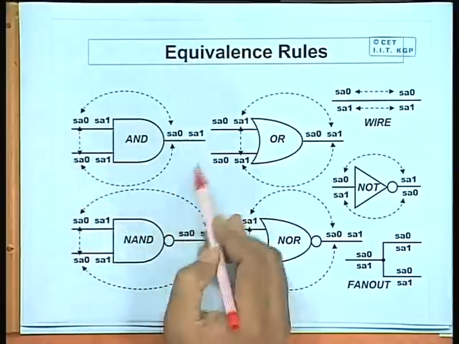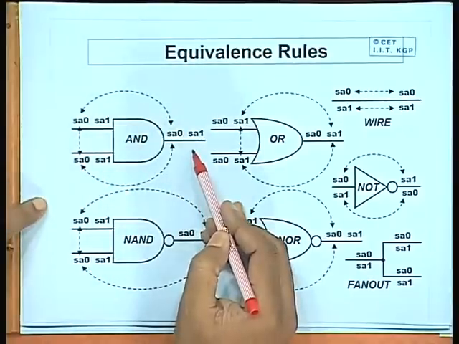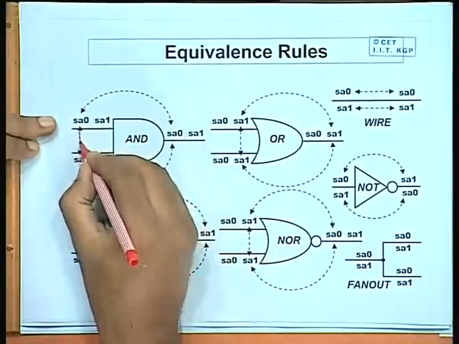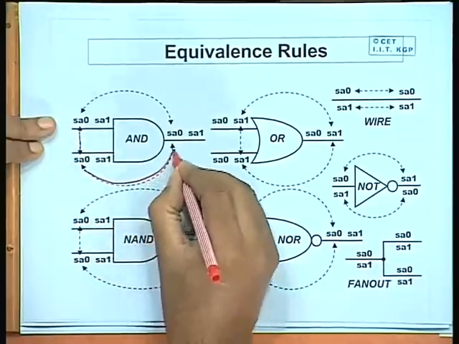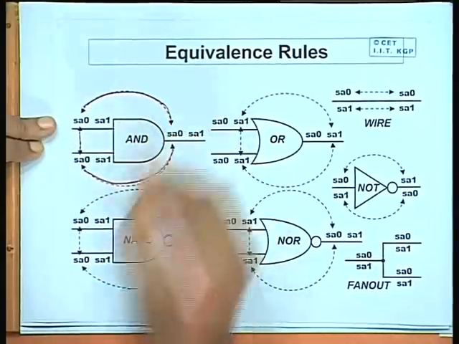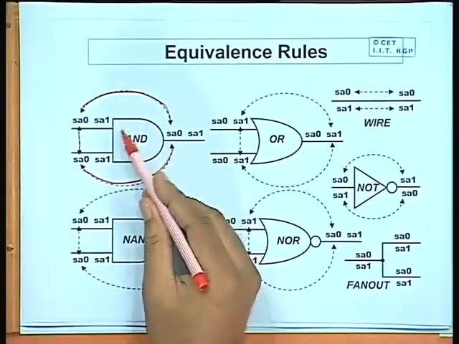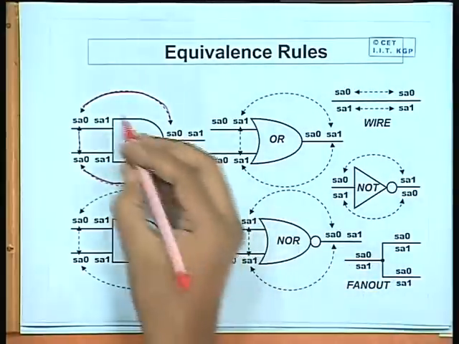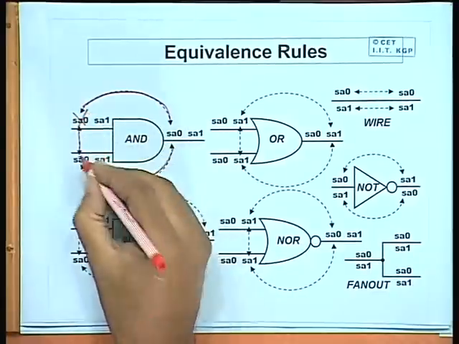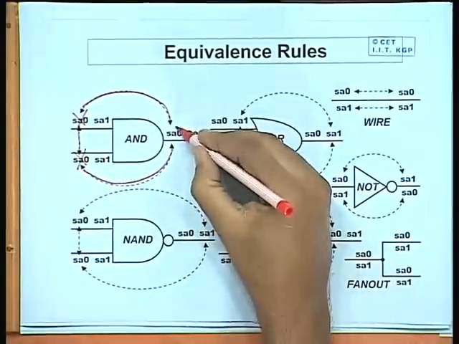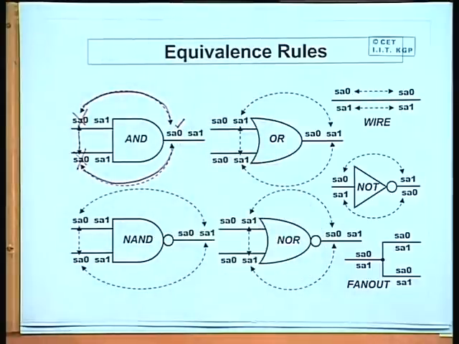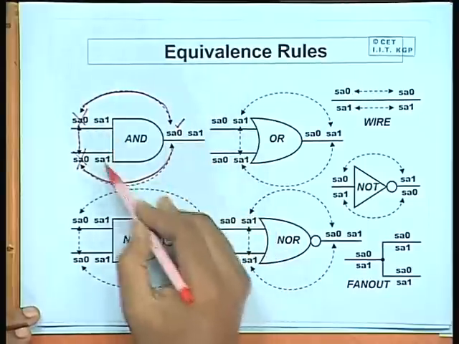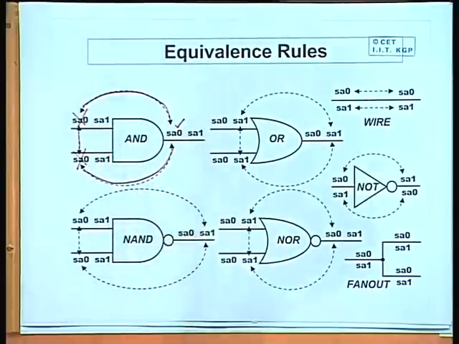So, there are 6 possible faults in this AND gate. Now, as this dotted line shows, these 3 faults are equivalent. So, in an AND gate, you can delete any 2 of them and retain only 1. Say, for example, we can delete this stuck at 0, we can delete this stuck at 0, and we can retain only the output stuck at 0. So, in an AND gate, from 6, we have got down to 4 faults.